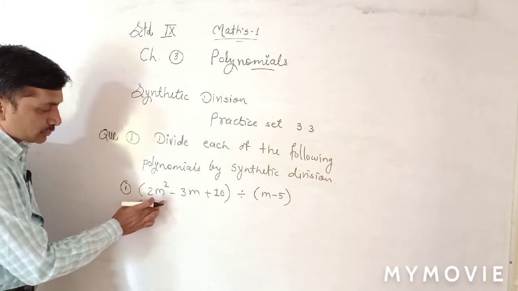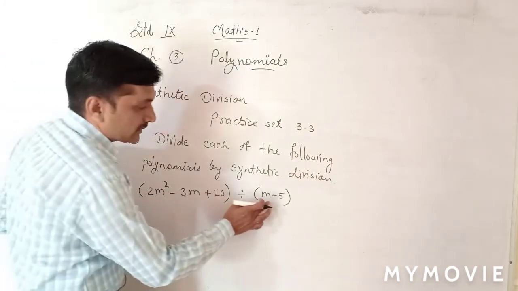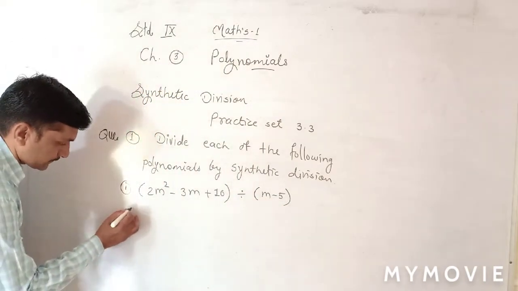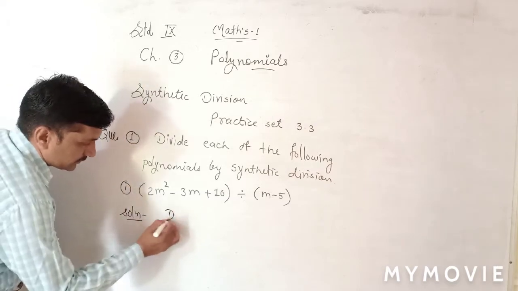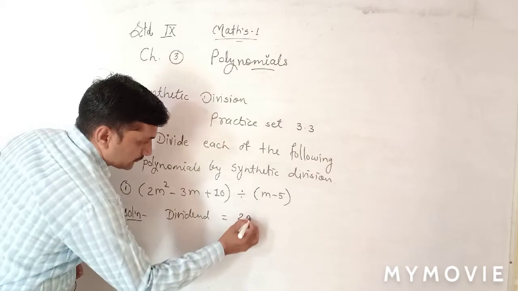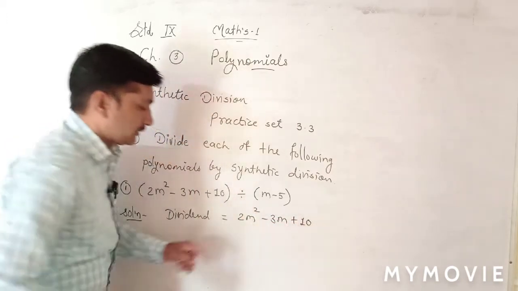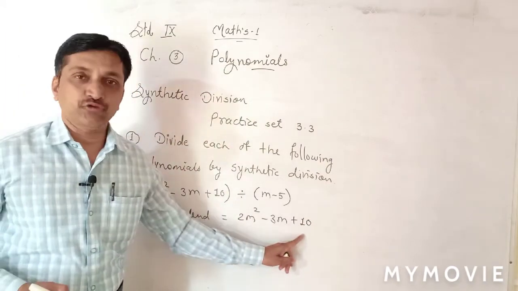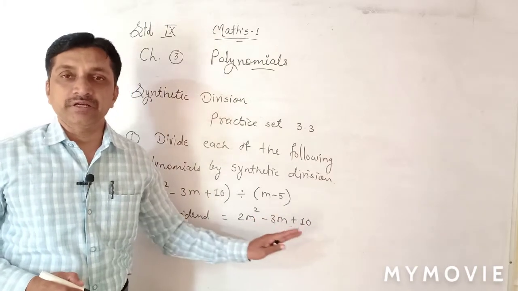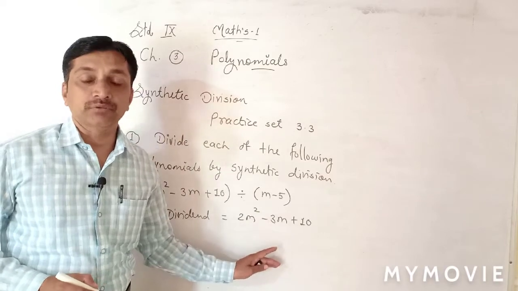Example number 1 is 2m square minus 3m plus 10. This is the dividend, divided by m minus 5. This is the divisor. Let's start the solution. Dividend is 2m square minus 3m plus 10. Now this is standard form: 2, 1 and here 0. In this way their indices, powers, are arranged in descending order. That's why this is standard form.